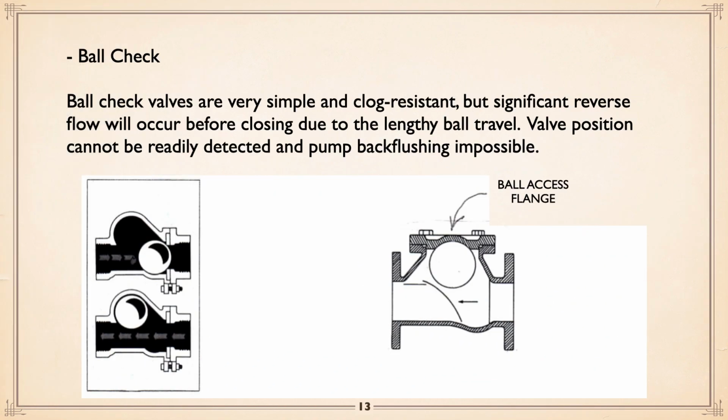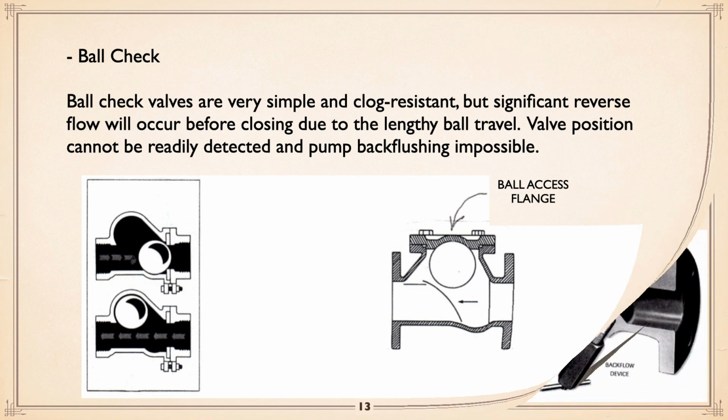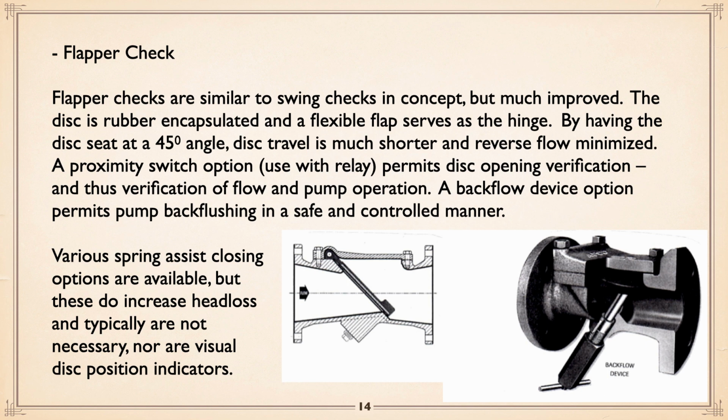Now, ball check valves. They're very simple, clog resistant, but again permit significant reverse flow before they close. So they're not very good for water hammer, and they're not easy. You can't tell if it's flowing or not, and back flushing is impossible. Flapper check. The flapper check is like a swing check, but much improved. The disc is rubber encapsulated, and a flexible flap serves as the hinge. Because the valve seat is at 45 degrees, as is the disc when closed, disc travel is much shorter, and reverse flow is minimized.